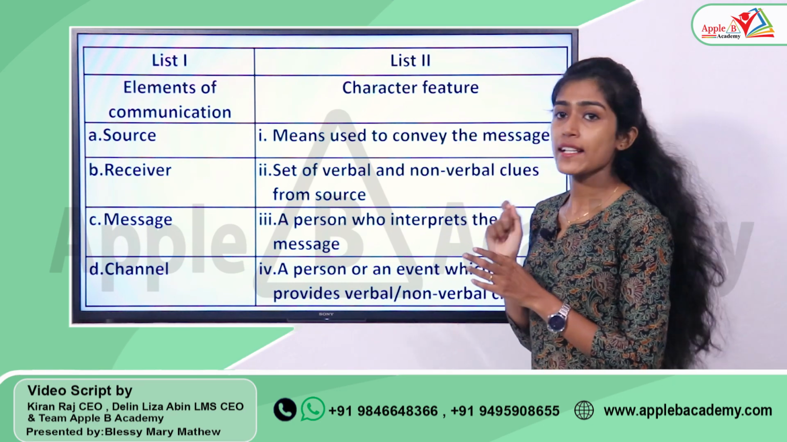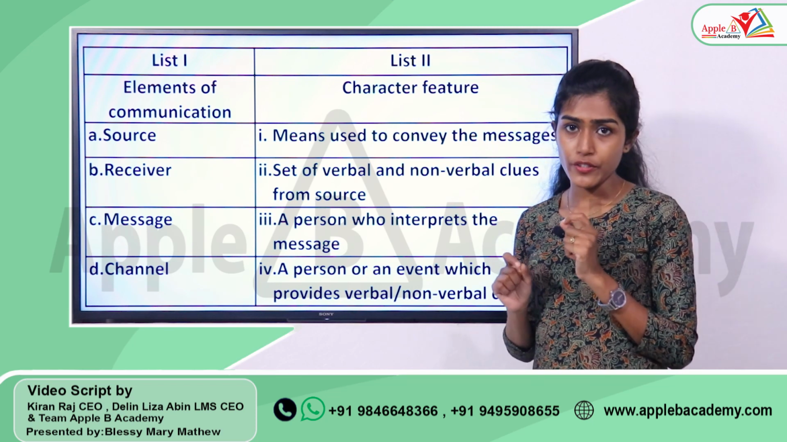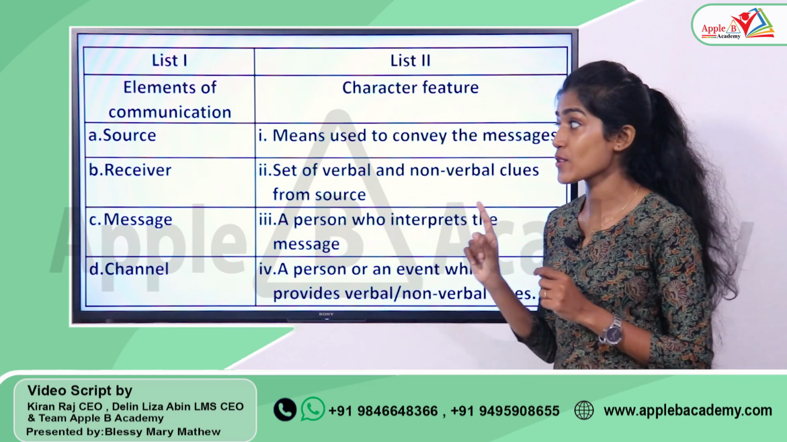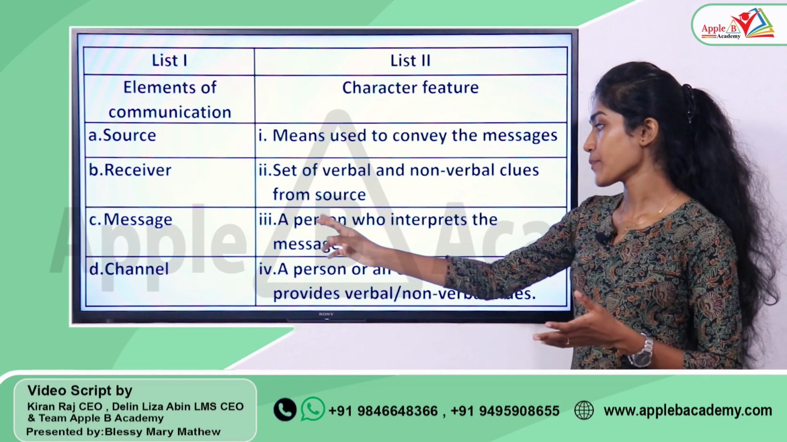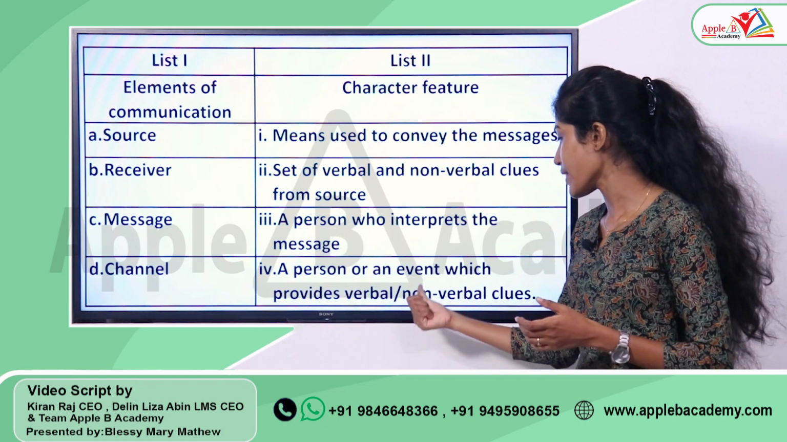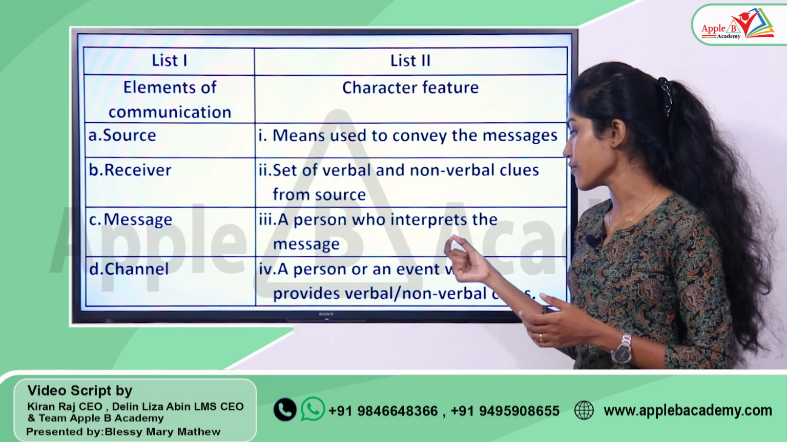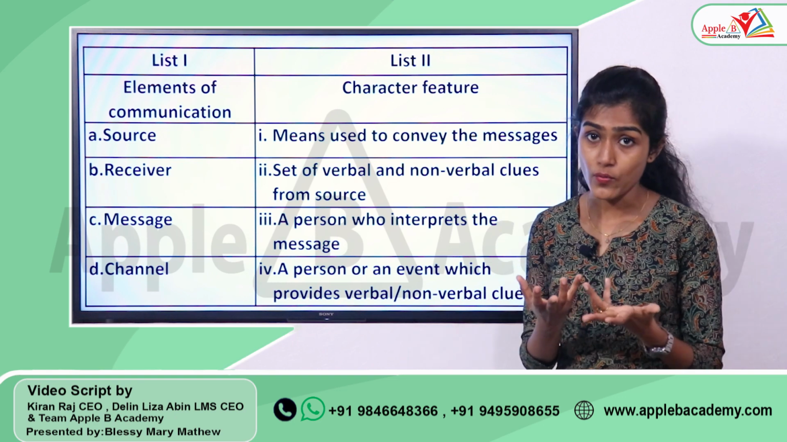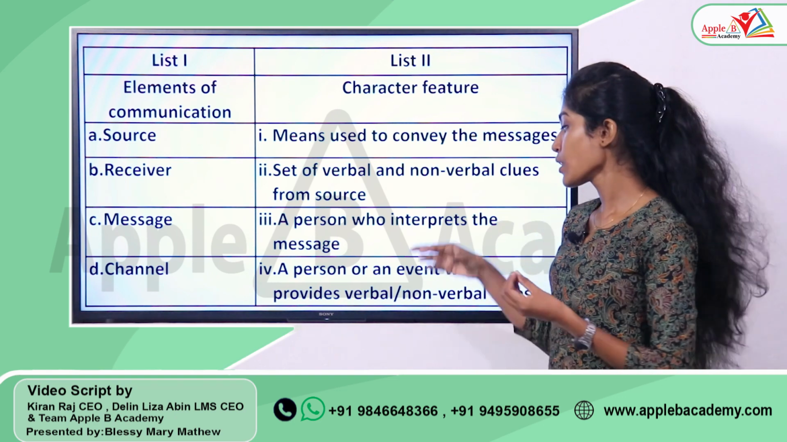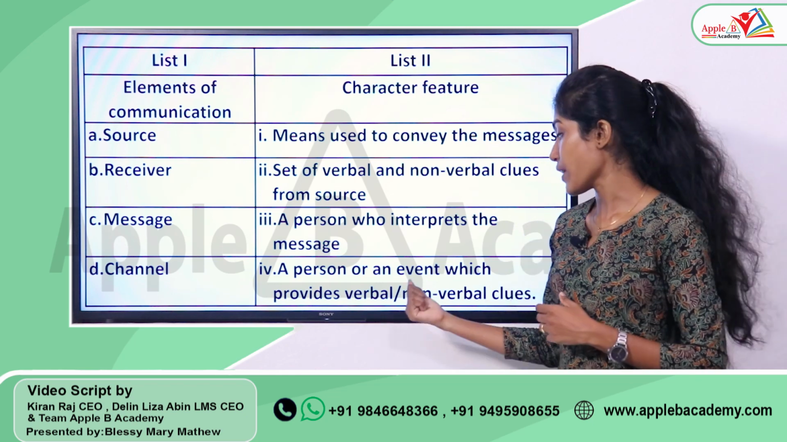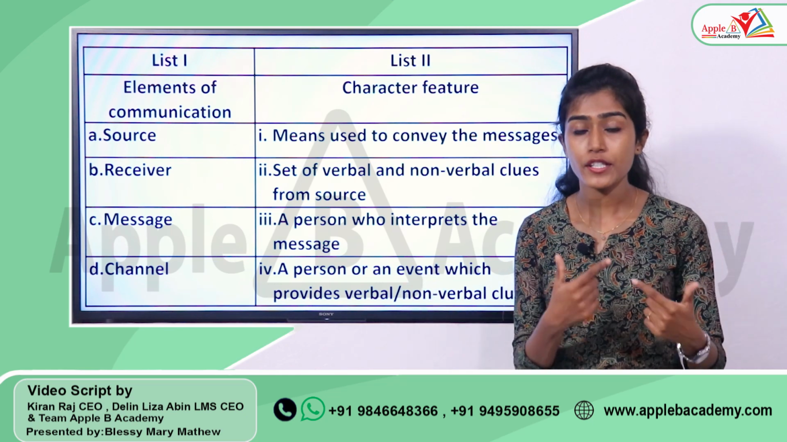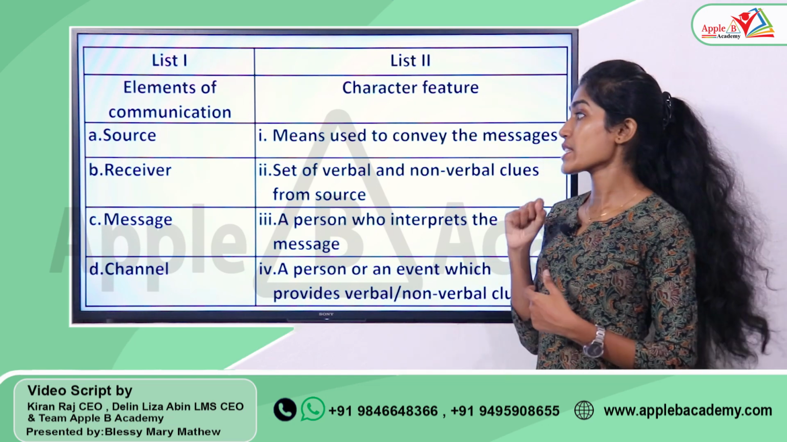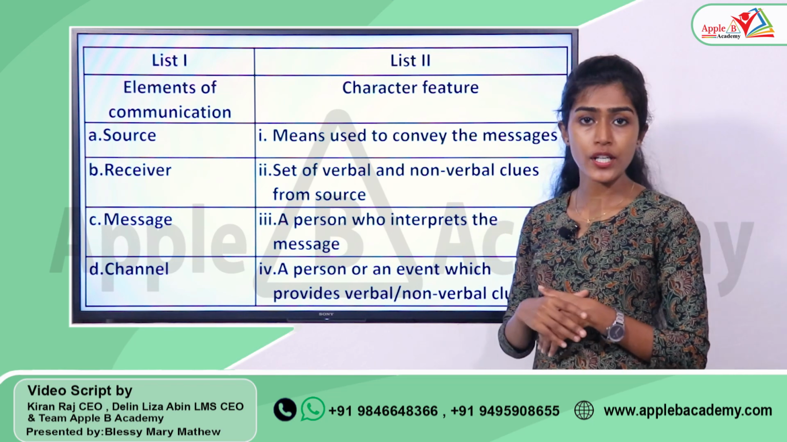Coming to list 1, just consider option A, source. So what do you mean by source? If you consider list 2, which is the most appropriate option that you can associate with option A in list 1, that is obviously option 4, right? A person or an event which provides verbal or non-verbal clues. So source, or you can call it the center as well, is a person or an event which provides verbal or non-verbal clues, or which initiates the entire process of communication. In that respect, we can say that A can be associated with option 4.